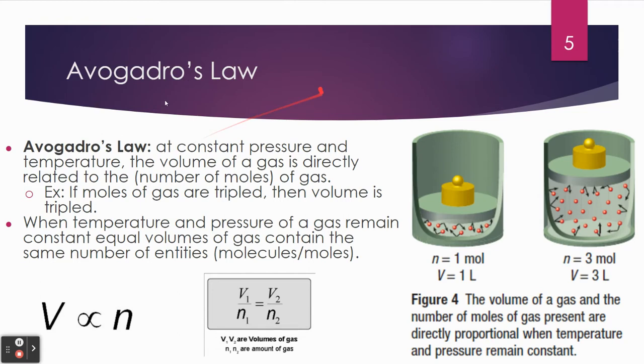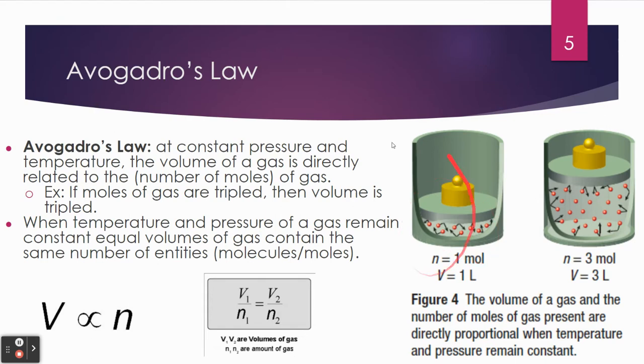We'll read the definition together and then take a look at what all that means at a picture level. At constant pressure and temperature, so your pressure and temperature aren't changing, the volume of the gas is directly related to the amount of gas, the number of moles. What that basically means is if you double your number of moles of gas, you double your volume. The more moles or particles of gas you have, the larger your volume is going to be, assuming constant pressure and temperature.